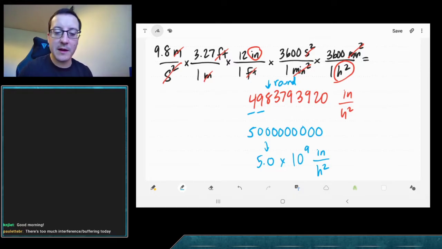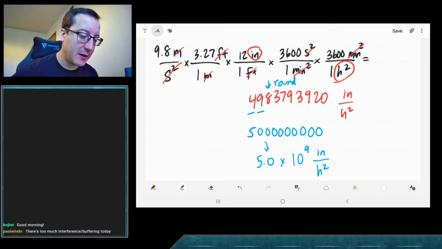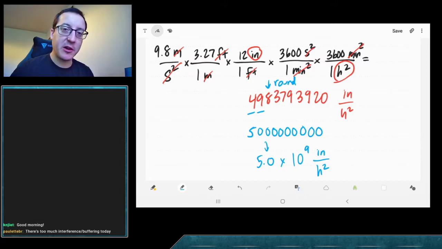So if for whatever reason we needed to convert this from meters per square second into inches per square hour, that's how we would do it. And notice we did have some square units involved here. It just depends what you're given. So sometimes you will need to square or cube your units, depending.